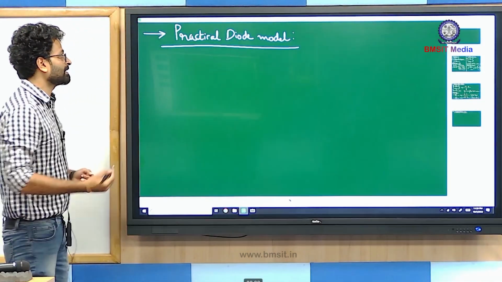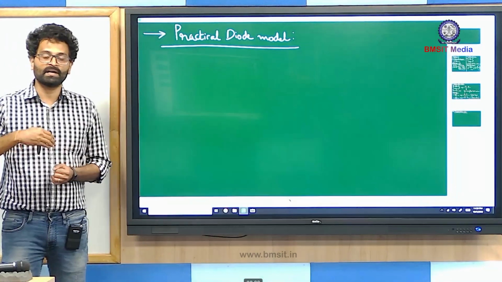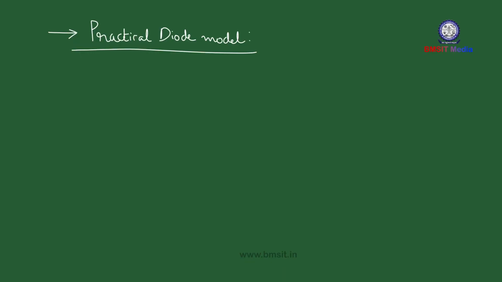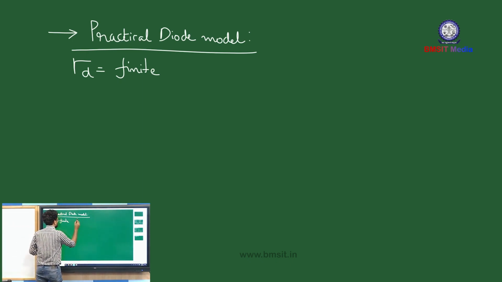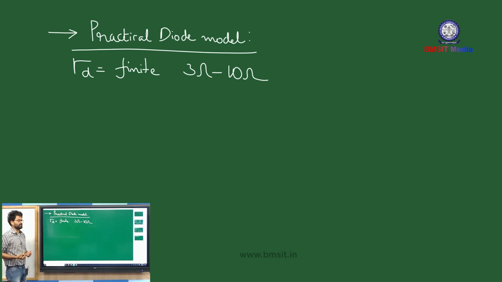So in case of the practical diode model, whatever we had neglected in the ideal diode model is accounted for over here. That means the dynamic resistance is considered. Every p-n junction diode will have a finite dynamic resistance, which usually varies from some 3 ohms to 10 ohms. It's a very small resistance.